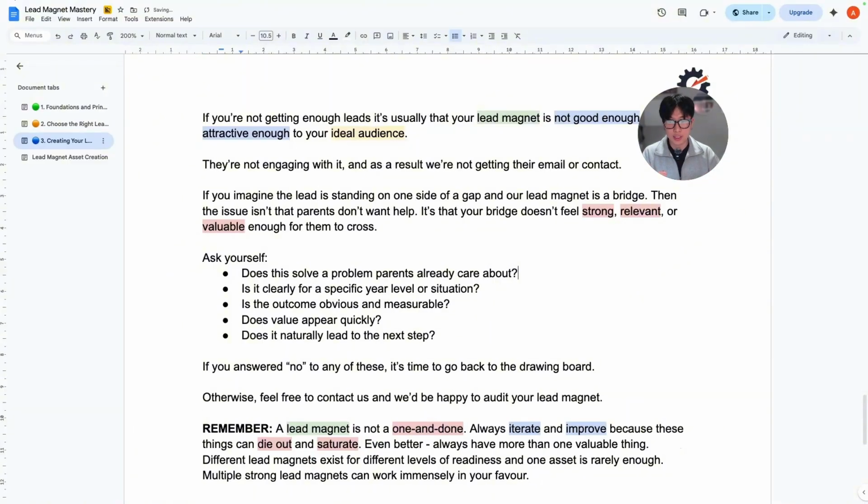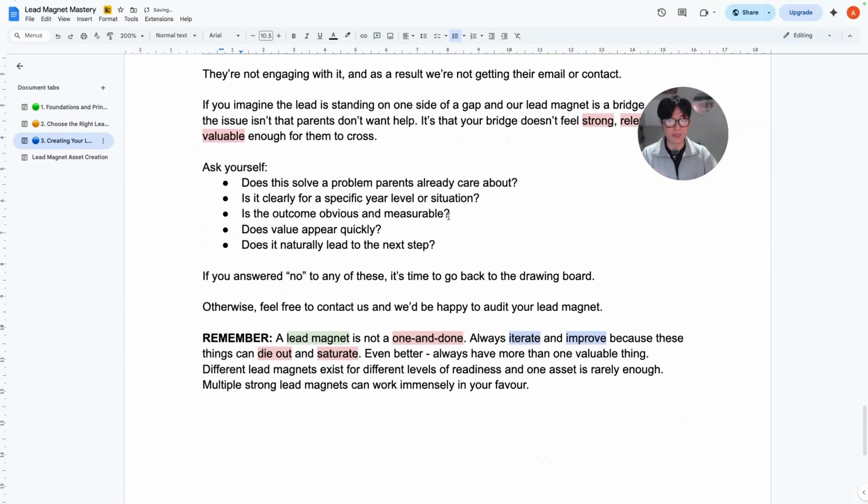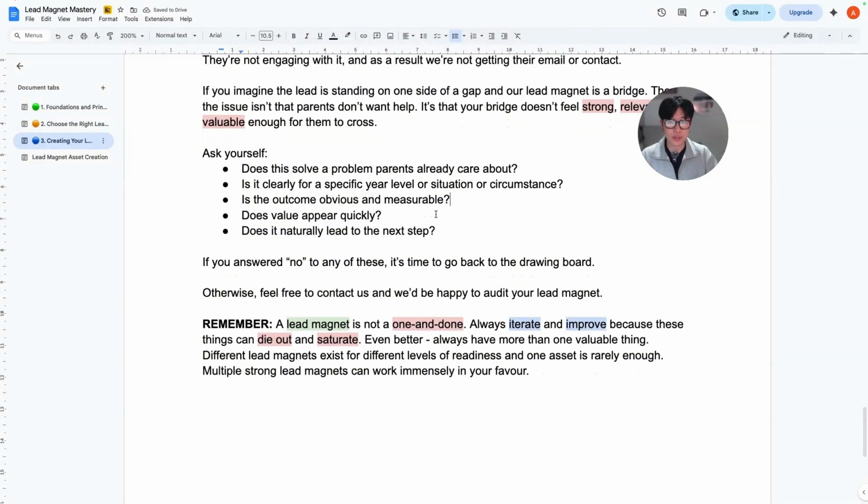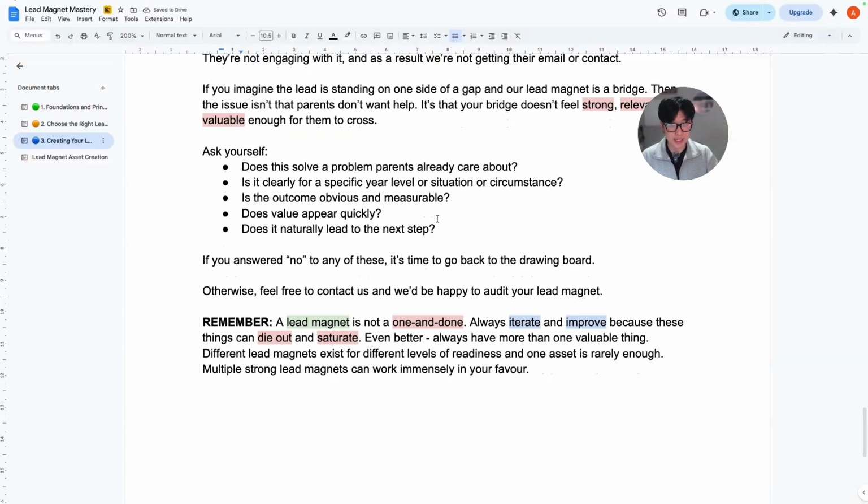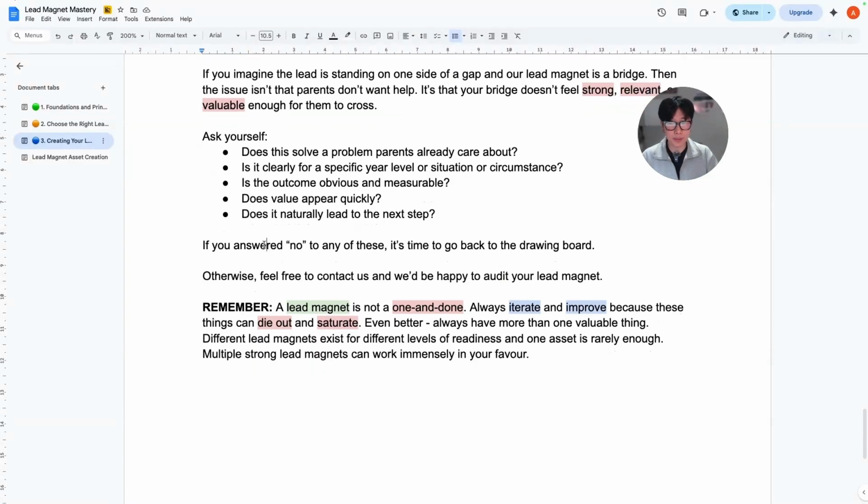So I want you to ask yourself, does this solve a problem parents already care about? Is it clearly for a specific year level or situation or circumstance? Is the outcome obvious and measurable? Does the value appear quickly? Does it naturally lead to the next step? Because if you answered no to any of these, it's time to go back to the drawing board.